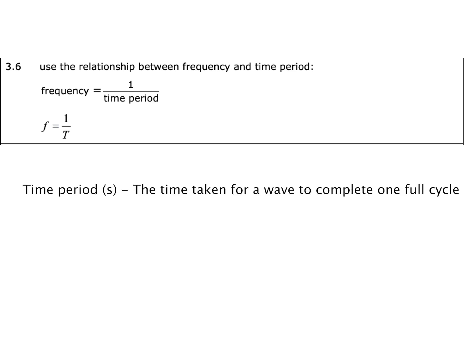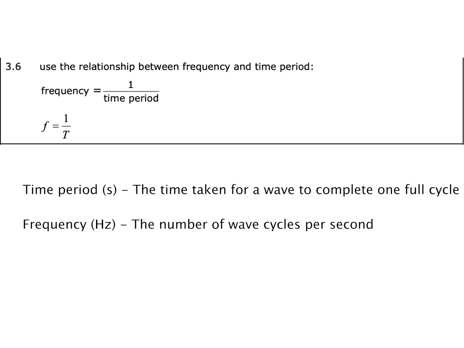We remember that time period is the time it takes for one full wave, and the frequency is the number of waves per second. So if I had a time period of, say, 0.25 seconds, that means I will have a frequency of 4 hertz, because there are 0.25 seconds for each wave, and I can fit 4 of those waves in each second. Therefore, my frequency would be 4 hertz, or 4 waves a second.